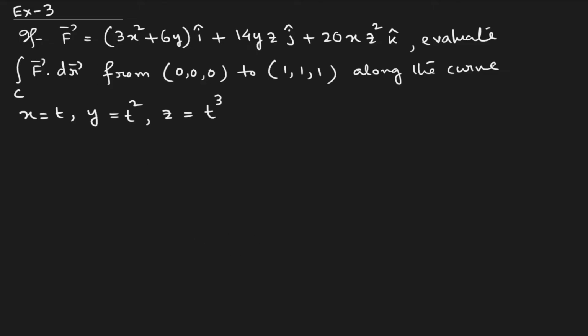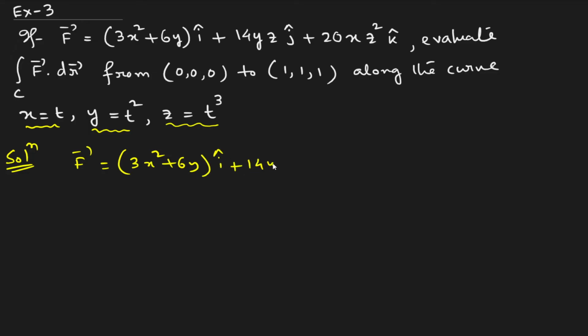So here what to find? F bar is given. Evaluate the integration, meaning we have to find the line integral, but it's 3-dimensional. The points are 0, 0, 0 to 1, 1, 1 along the curve. So again it is in terms of t. Similar type of question, only the words work done are not mentioned. So f bar is given as (3x² + 6y) i cap plus 14yz j cap minus 20x²z k cap. So again we have to put the values of t.